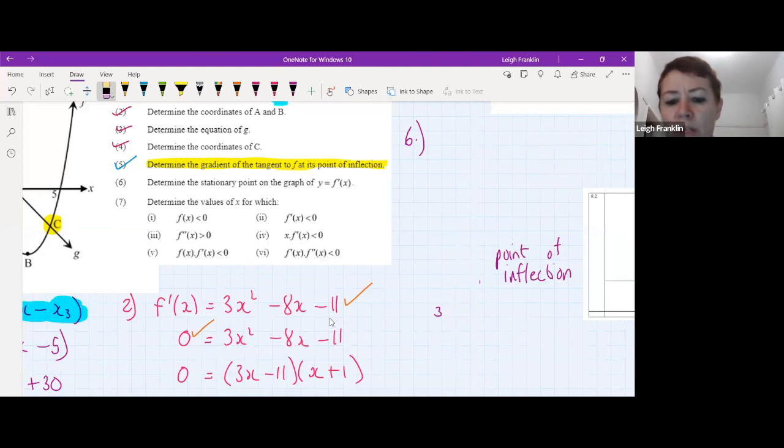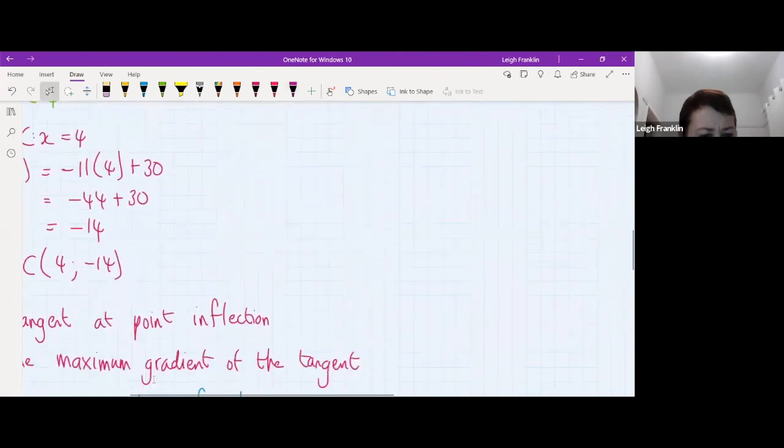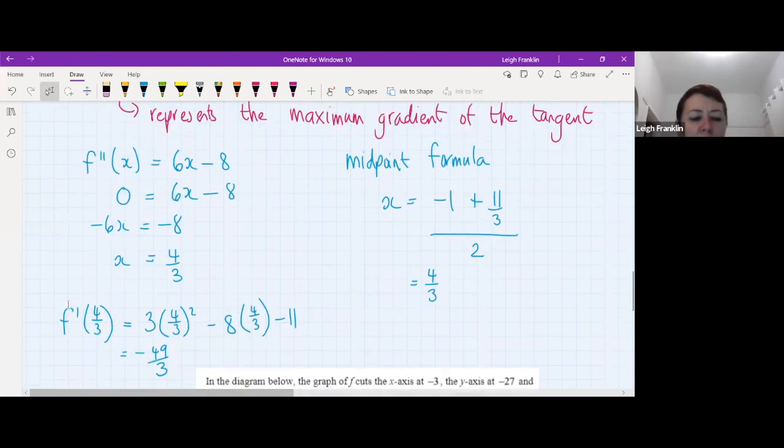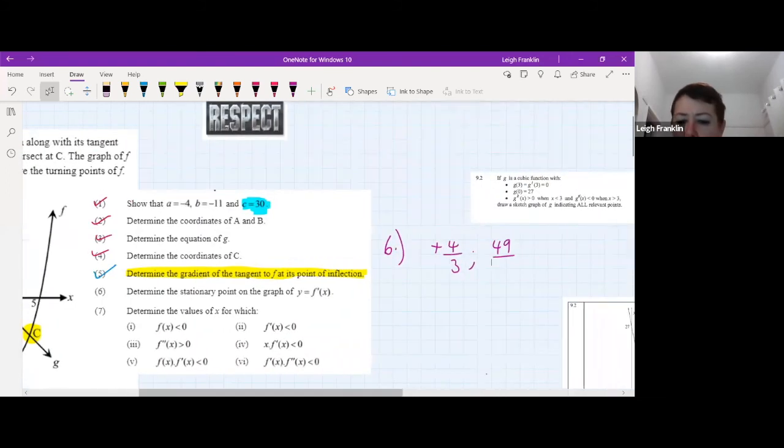So the coordinates at the turning point are going to be positive 4 over 3 and, was it 49 over 8? Sorry, this is the only thing about working online, minus 49 over 3, sorry. It's just a bit difficult, we kind of have to move around a bit. So minus 49 over 3.